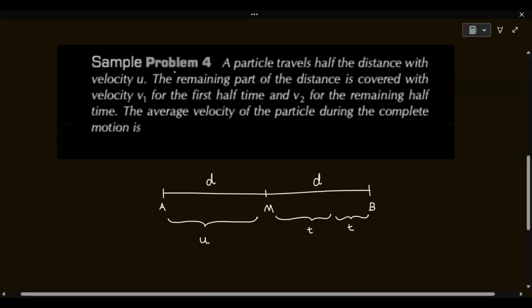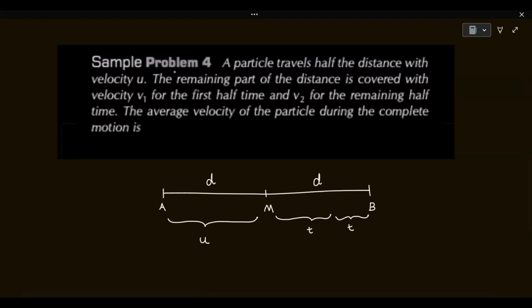That is not correct, because the question clearly says first half time. Half the total time taken from M to B is equally split. So it could be somewhere here. Maybe this part took T and this part took T. Depends on the speeds, right? So let's call this T part traveling with V1 and the other T part traveling with V2.